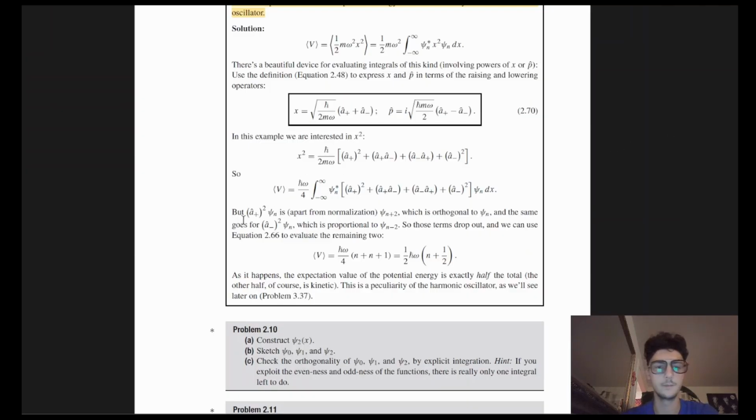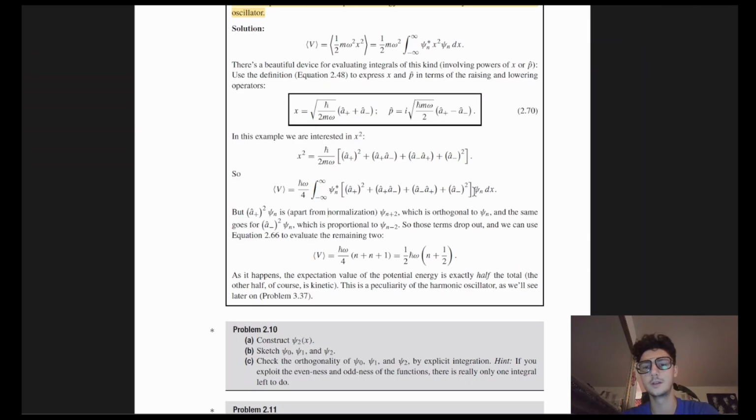because of orthonormality. But a plus squared psi n is, apart from normalization, psi n plus 2, which is orthogonal to psi n. And the same goes for a minus squared times psi n, which is proportional to psi n minus 2. So these terms drop out. We can use equation 2.6.